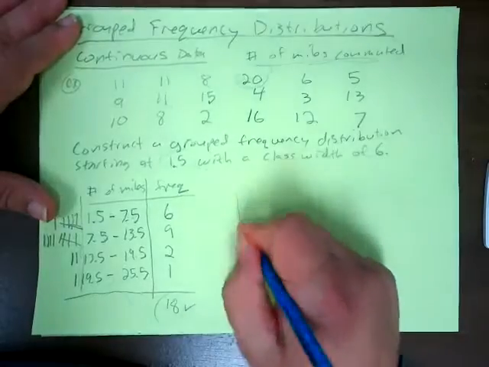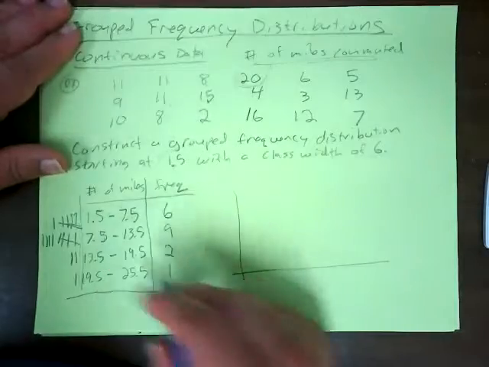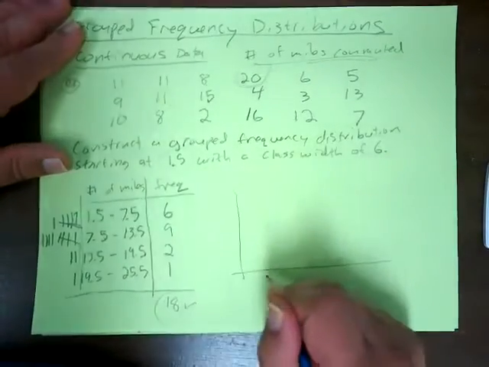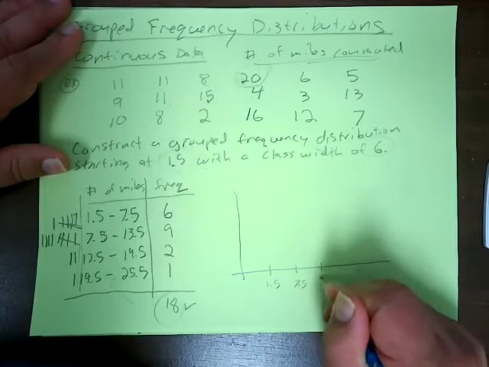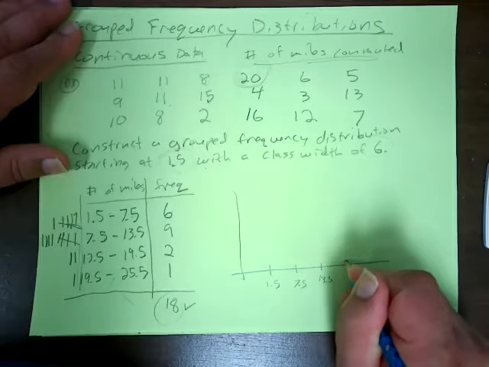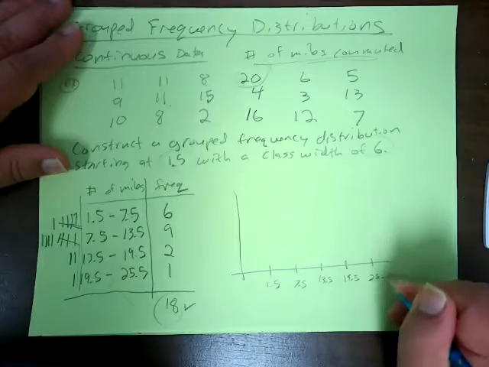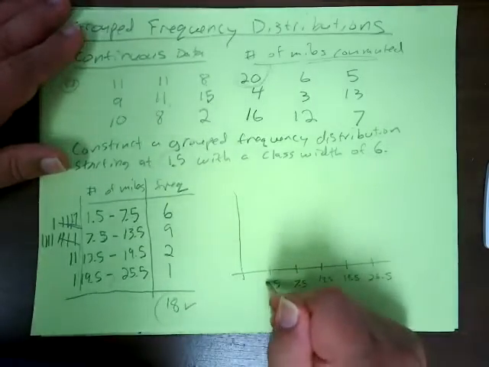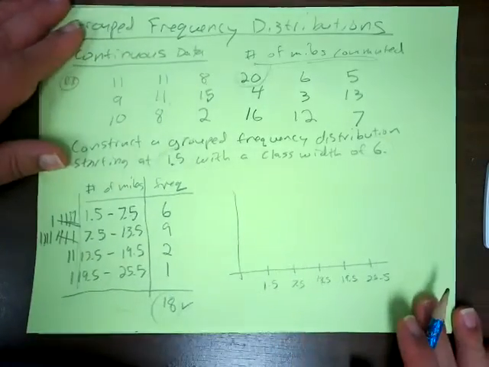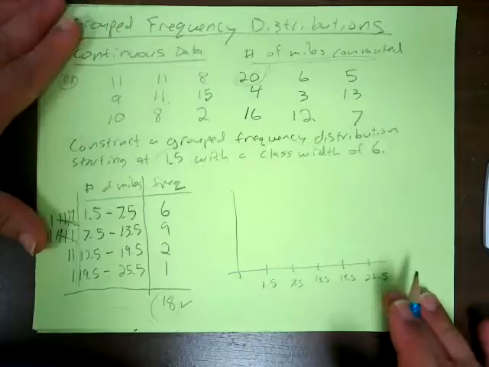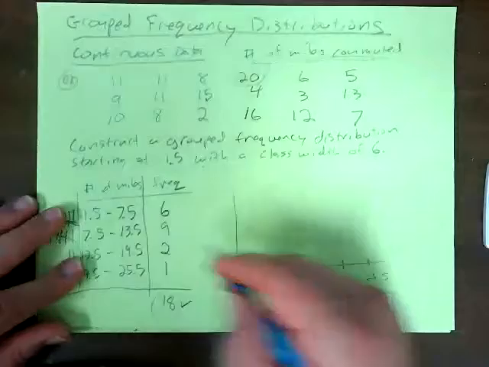And now what I can do is draw my histogram here. And what I'm going to do is put the boundaries along the bottom. Okay, so I'll do like 1.5, 7.5, 13.5, 19.5, 25.5. Okay, so I just put each of the boundaries. I don't repeat it here. I just write them on the axis like a number line. And then from 1.5 all the way up to, but not including 7.5, I have 6.